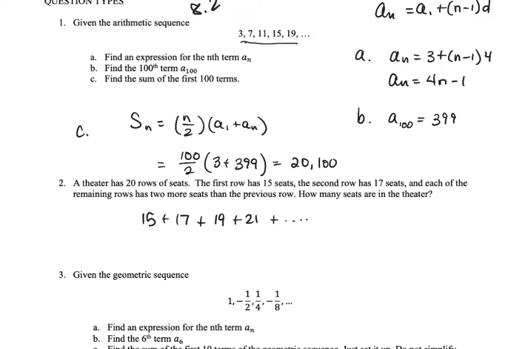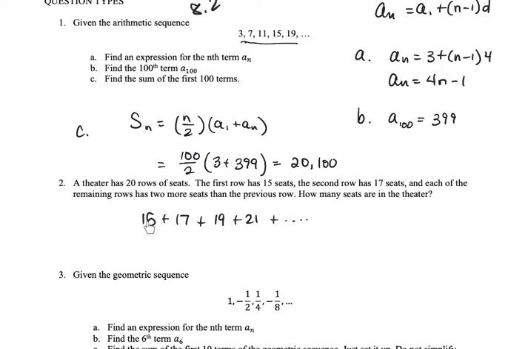How many seats are there in the theater? I guess if you wanted to, you could just figure out what all 20 values are going to be. So this would be 23, 25, 27, and then you can just make sure there's 20 numbers and then add them together. But what if the theater had 400 rows of seats? That would be a little bit more of a task.